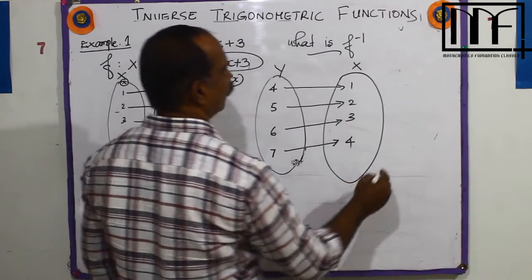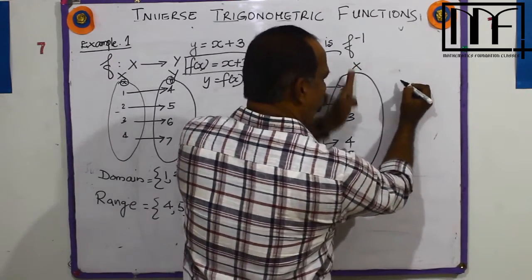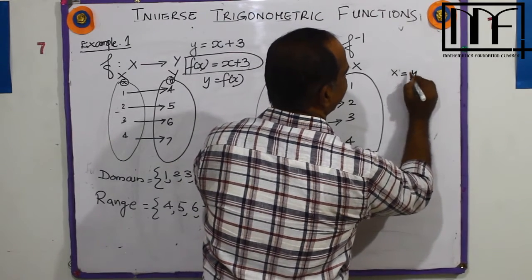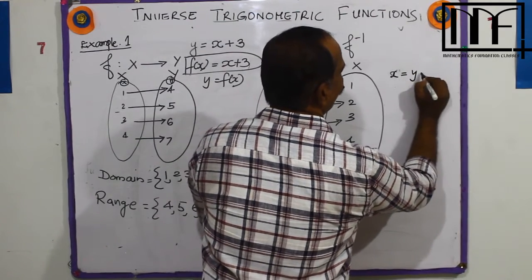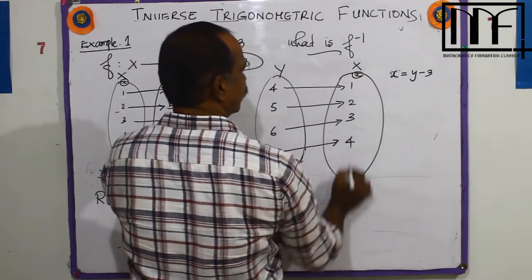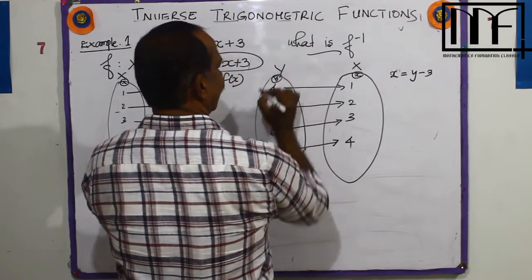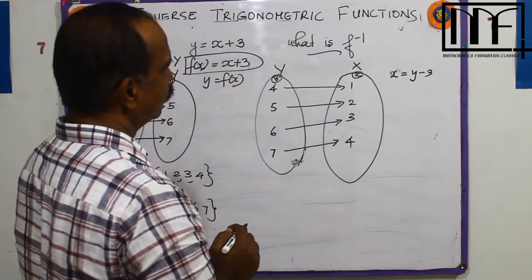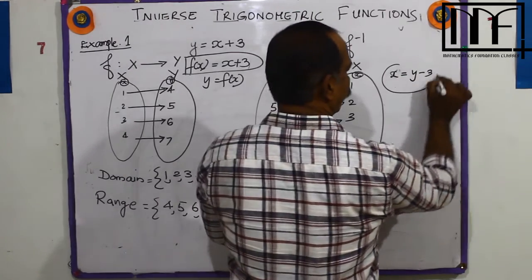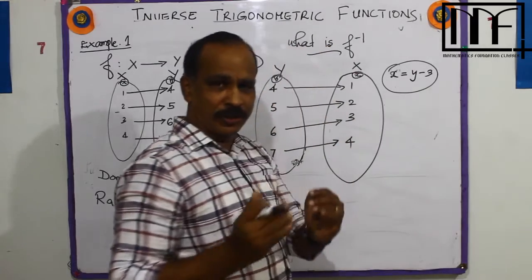Now you know that to reach 1 from 4, we decrease by 3: 5 minus 3, 6 minus 3, 7 minus 3. Therefore, now here the codomain is x, so x equals y minus 3. X represents the elements in the codomain, y represents the elements in the domain. So x equals y minus 3. This is the relation.